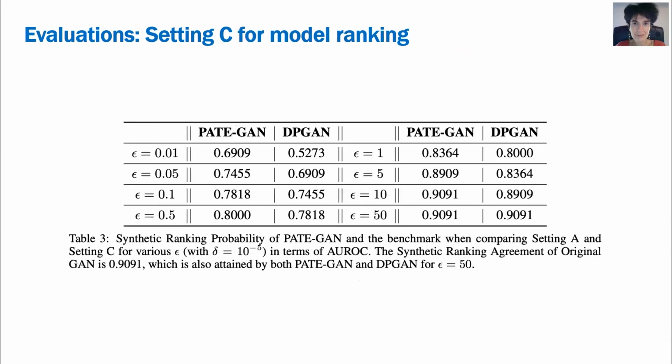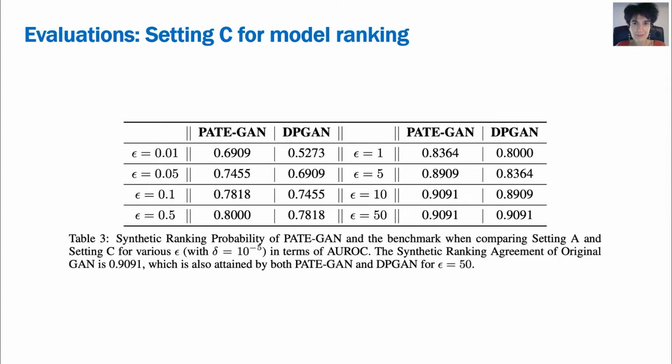Lastly, we provide the results in setting C, where we train the model using synthetic data and also test on the synthetic data. We then rank the models on the basis of the synthetic data and compare this with the ranked models on real data. We propose a novel metric for that called Synthetic Ranking Agreement, or SRA for short, which has a similar concept to the well-known kappa statistic.